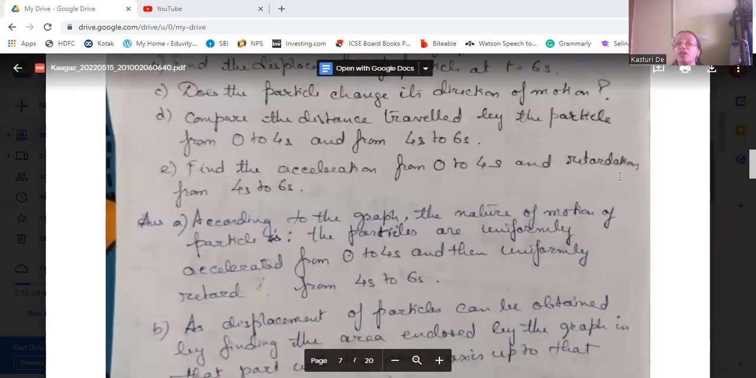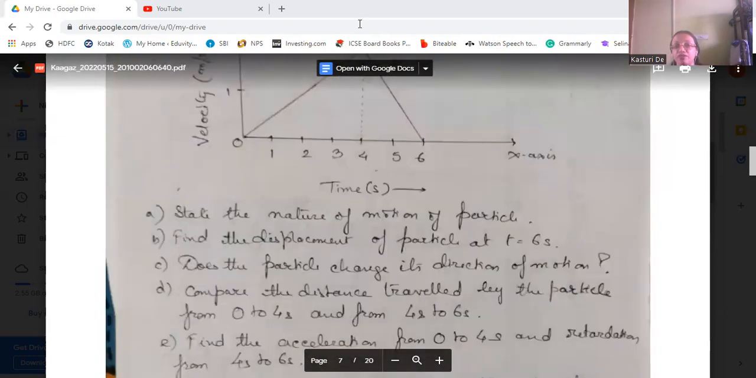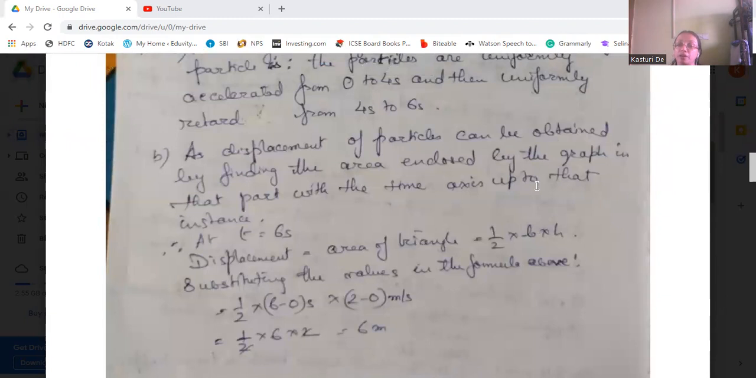Now, according to the graph, the nature of the motion of the particle is that the particle is uniformly accelerated from 0 to 4 and then uniformly retarded from 4 to 6. Okay. So from the graph, it's moving up, that is, it's uniformly accelerated. Then it's again uniformly retarded when it's coming down from 4 to 6. Now, the displacement of the particle can be obtained by finding the area enclosed by the graph. The enclosed figure, that is the triangle which we see in the figure, if we find out the area, we can get the displacement.